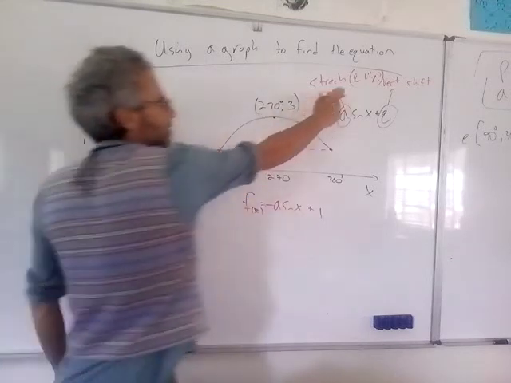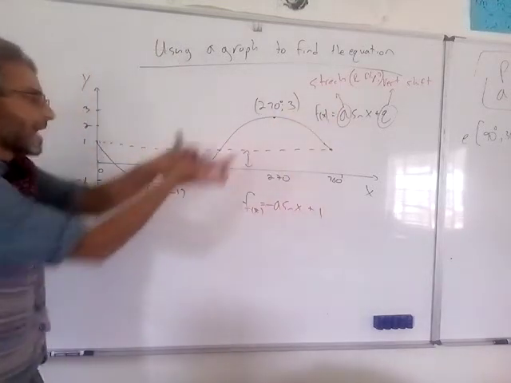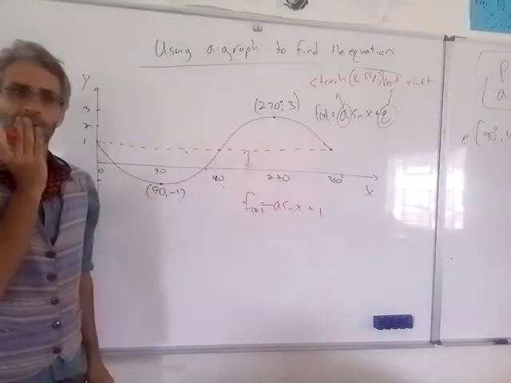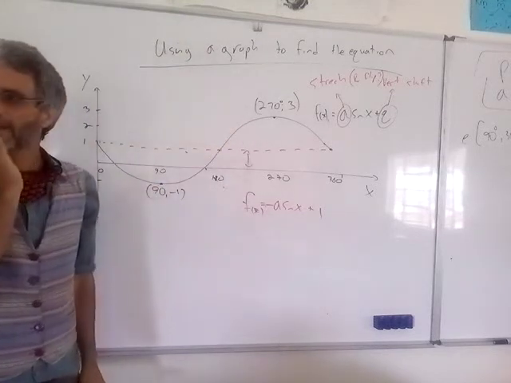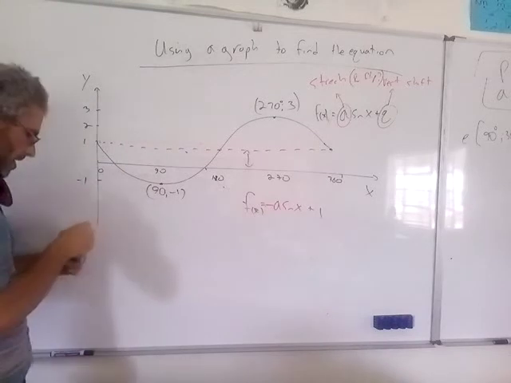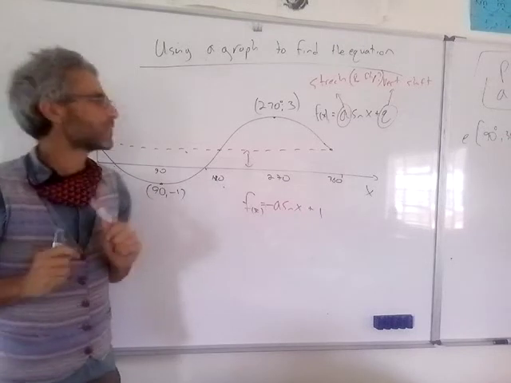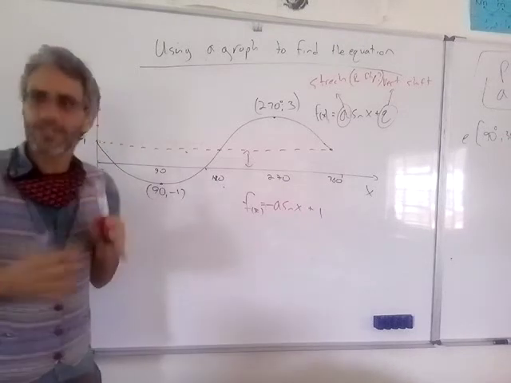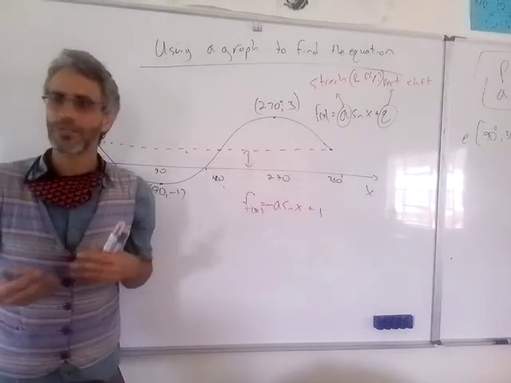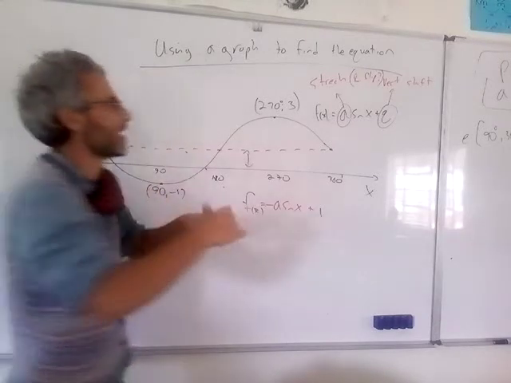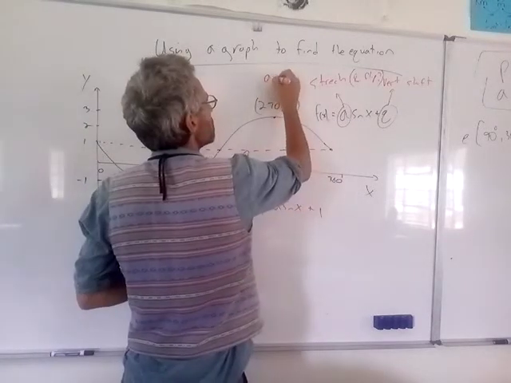Now, we're also going back to the stretch. Has it been stretched or compressed? It's been stretched. Here I need to say something else: the A is a stretch, but the A is also the amplitude. Remember we used that word amplitude. Amplitude is how big the wave is, so A is also the amplitude.